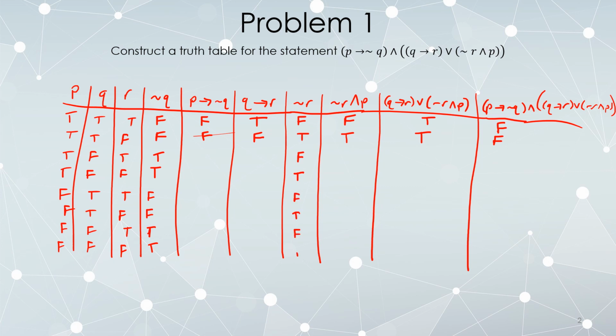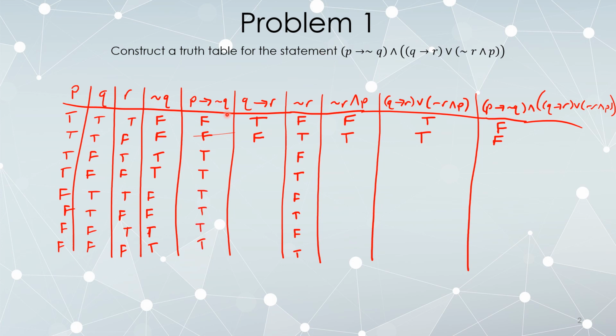Okay, now here, when you have a conditional statement, the only time a conditional statement is ever false is when the hypothesis is true and the conclusion is false. So are there any lines where P is true and not Q is false? Well, the only time that lines up is here, true, false, and here, true, false. Otherwise, we have true, true, or we have a false hypothesis. So in every other row, this statement is going to be true.